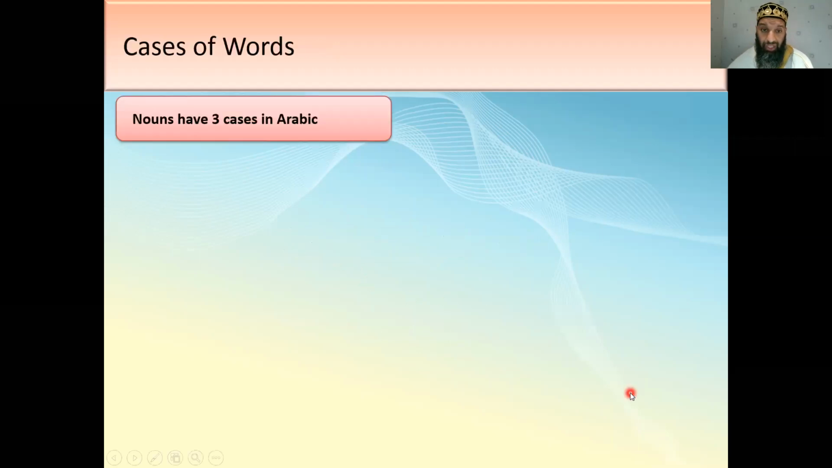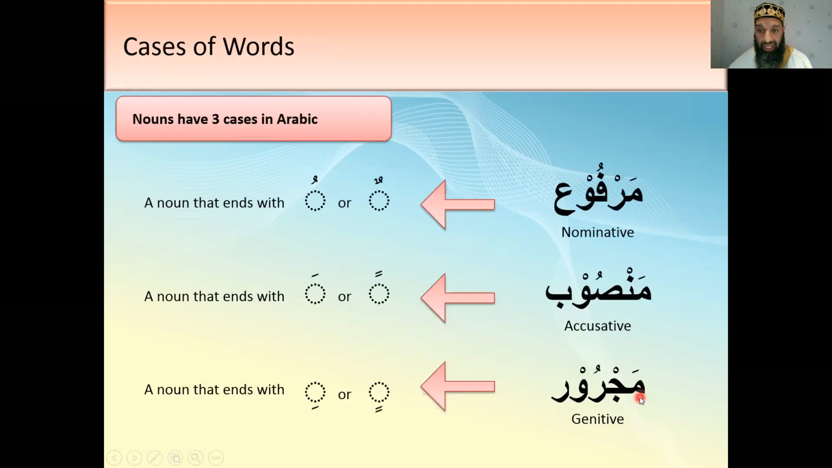So for that, we learned this. Nouns have three cases. Marfu, and the marfu is any noun in the singular, in the singular only, right? Dual and plural come afterwards. In the singular, any noun that ends in a double dhamma or a single dhamma is described as marfu.